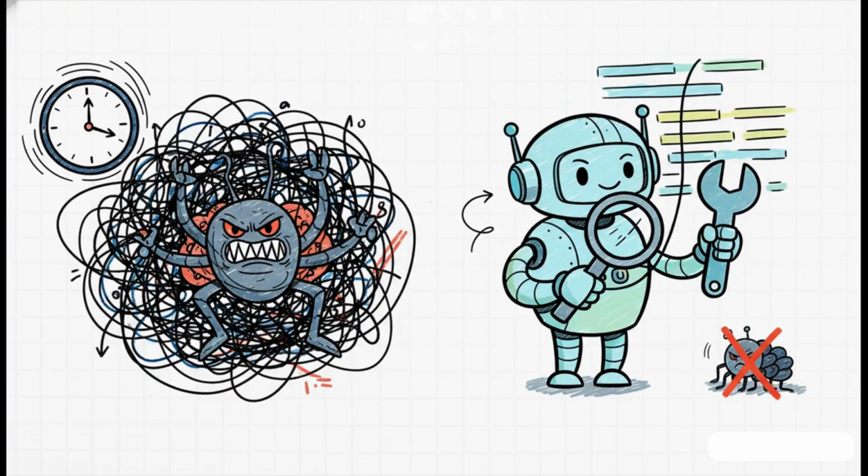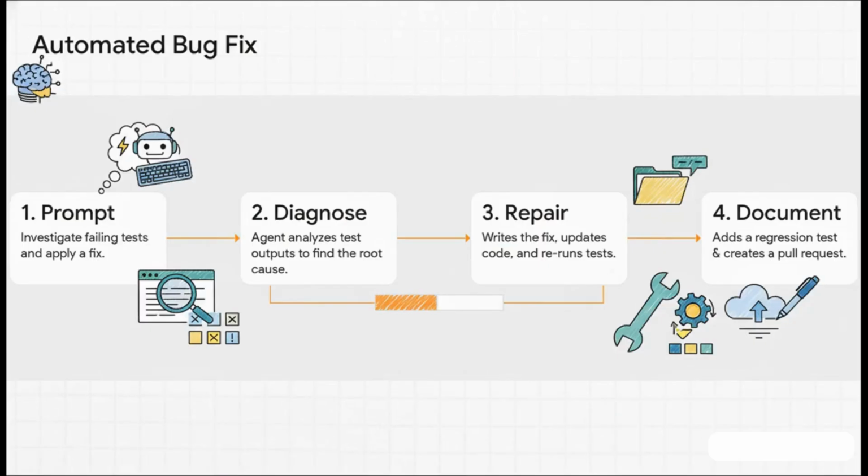Okay. Building new stuff is cool, but let's be real. What do we spend most of our time on? Fixing bugs, right? It can be such a grind. So what if the AI could handle that too? Well, with Antigravity, you can just point it at some failing tests and say, go figure this out and fix it. The agent dives into the error logs, finds the root cause, writes the fix, and then reruns the tests to prove it worked. But it's what it does next that's so incredible. It doesn't just stop there.